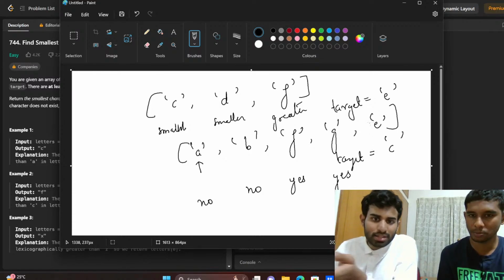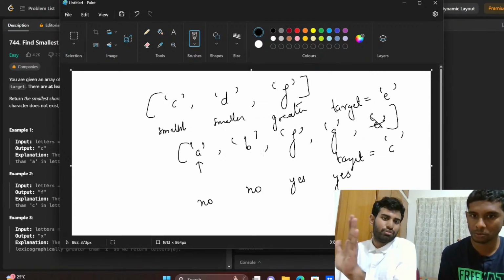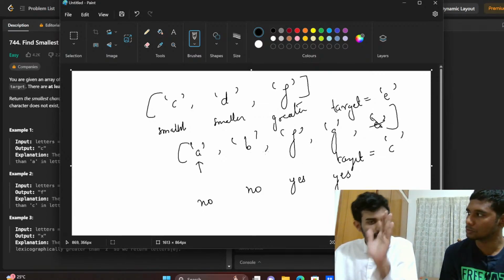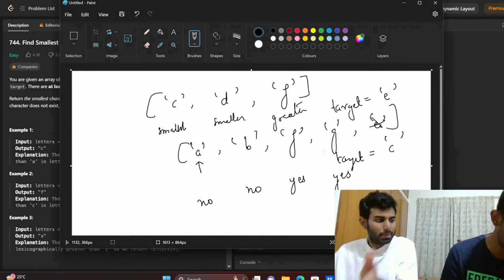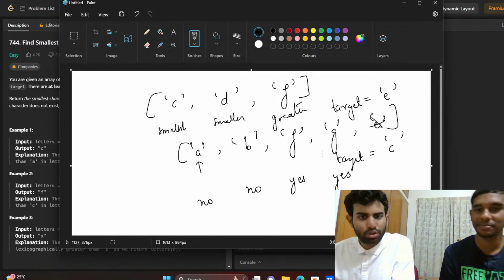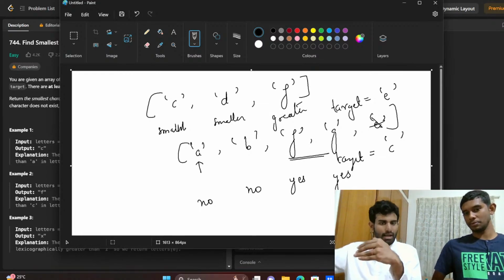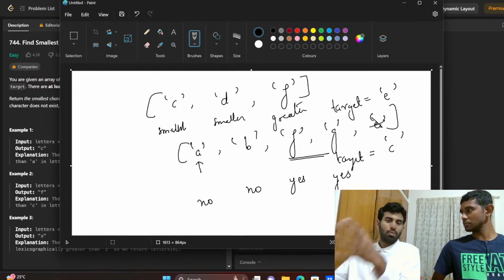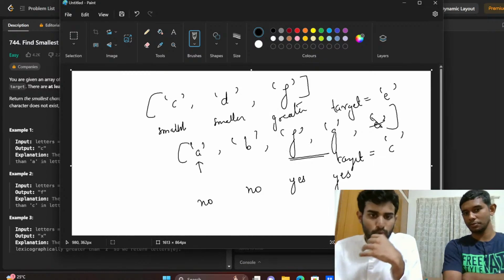The input is guaranteed to be sorted, so let's just say A, B, F, G. Two elements here are lesser than C, and two elements are greater than C. Our goal is, even though F and G both come after C in the dictionary order and they're greater than C, what is the smallest element that is greater than C? It is F. So F is our output in this case.